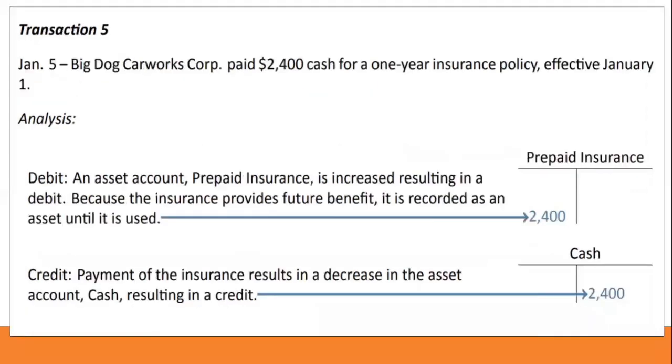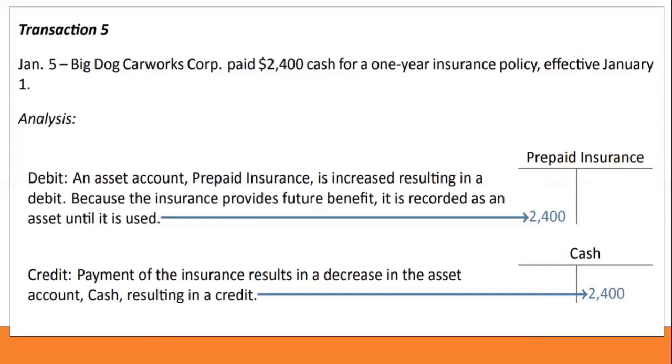And for the fifth transaction, which happened on the 5th of January, Big Dog Car Works Corporation paid 2,400 in cash for a 1 year insurance policy effective January 1st. Now, if we analyze this transaction, clearly there are two accounts involved. First, we have prepaid insurance, and second, we have cash. As you can notice on the debit side, our asset account prepaid insurance is increased, resulting in a debit. Because the insurance provides future benefit, it is recorded as an asset until it is used. So that is why we record that under the debit side, because it increased our asset account.